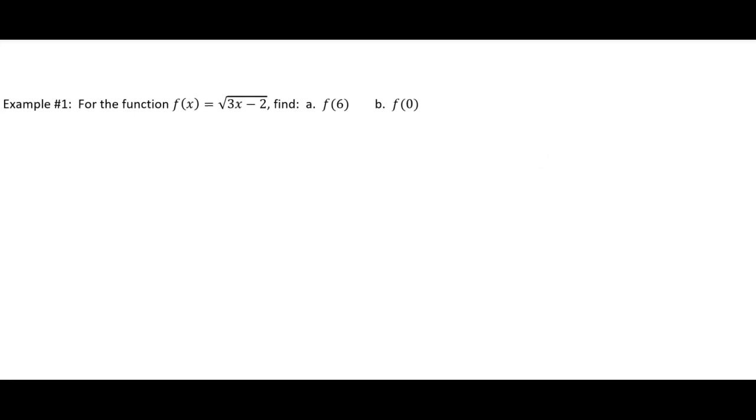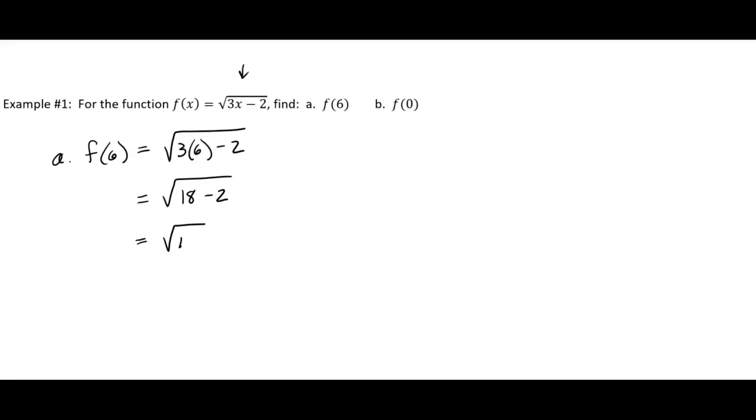So they give us a function. It's a square root function because it's got a square root in it. And it says find f of 6. So part A says find f of 6. So you're just going to evaluate the function when x is 6. And so that's going to equal the square root of 18 minus 2. 18 minus 2 is the square root of 16. And then that's just going to be 4. So f of 6 equals 4.